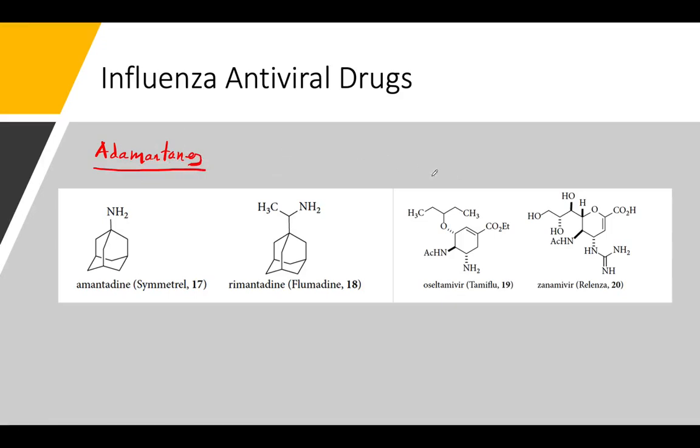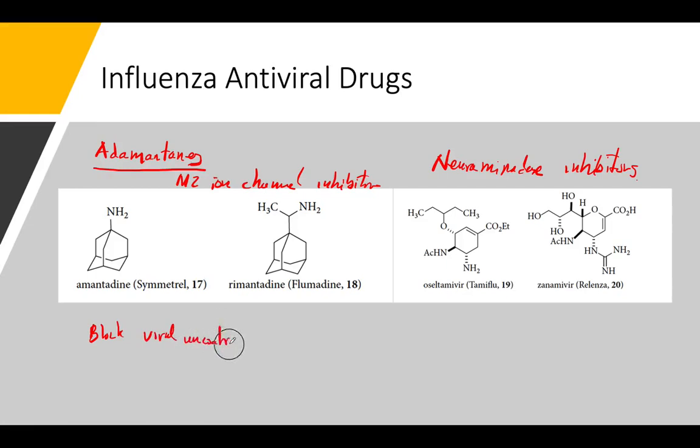And then you have the neuraminidase inhibitors. Okay, so those are two classes of drugs that are available for influenza. As a pharmacist, I have rarely dispensed any of the amantadine and the rimantadine. So amantadine and rimantadine are actually M2 ion channel inhibitors. And they're going to block the viral uncoating inside of the cell.